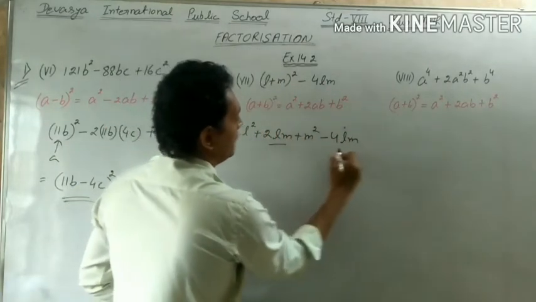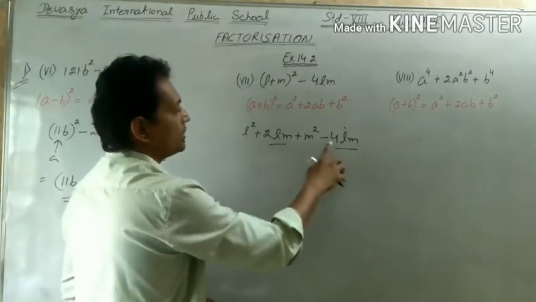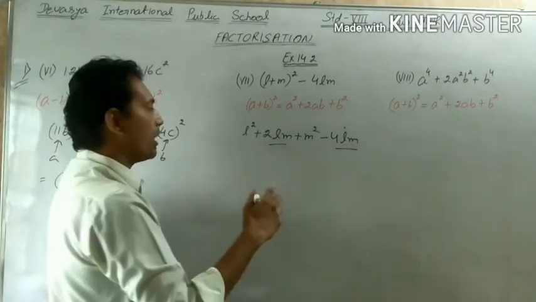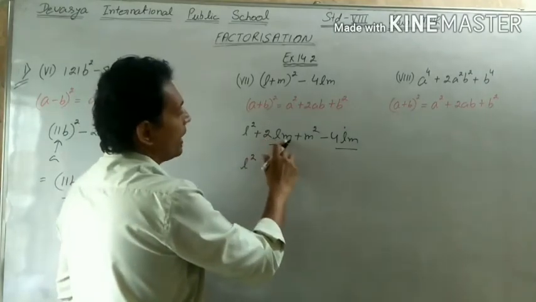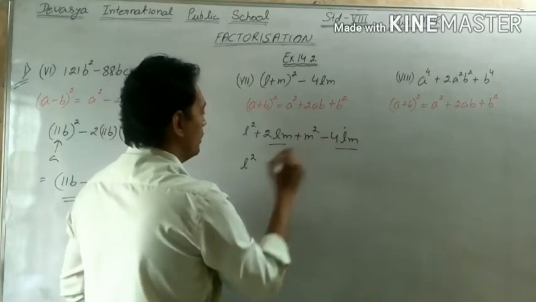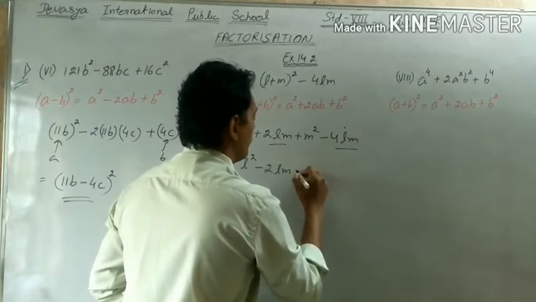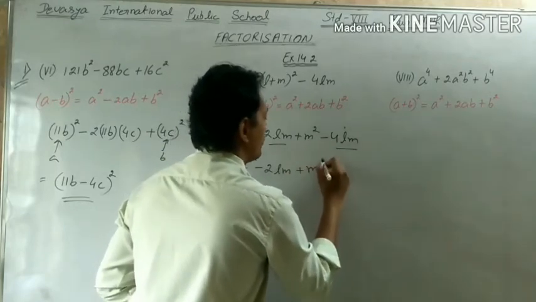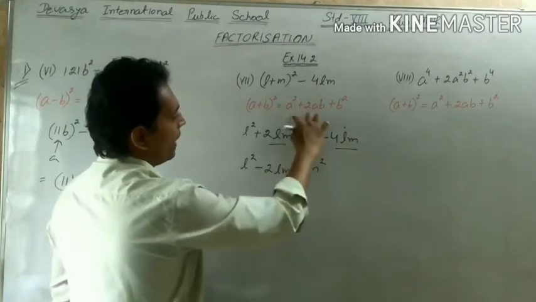Now these two are the like terms. We can operate the like terms. This is plus sign, this is negative sign. So we need to do the subtraction. So L square plus 2lm, this is minus 4lm, which gives you minus 2lm. And the last term is m square. Okay, so we have modified this in this format.